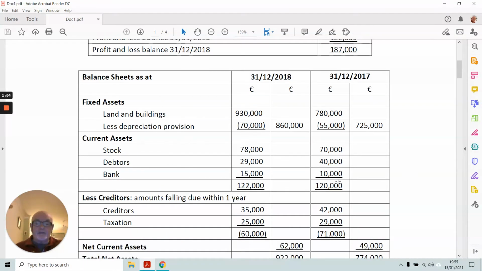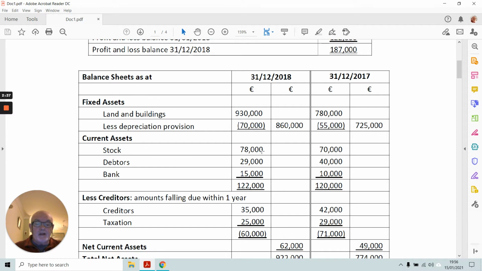And then looking at our balance sheet, we've just got the one fixed asset, land and buildings. They were 780,000, they're now 930. So our land and buildings have gone up by 150,000. And in the absence of any other information, we can say that we've bought land and buildings worth 150,000 euro during the year. By the end of last year, 2017, our depreciation was 55,000, and now at the end of this year, 2018, it's 70,000. So therefore, we must have written off 15,000 euro worth of depreciation this year as an expense in our P&L.